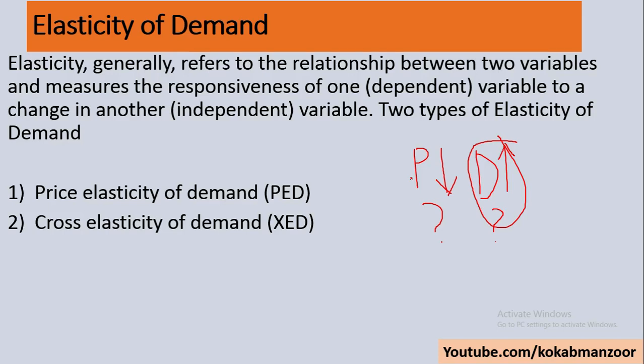But in other cases, when the price of a laptop decreases, people increase their demand. So you see, for different types of goods, we have different types of reaction of demand. So that is why we will study elasticity of demand. There are two types: price elasticity and cross elasticity.